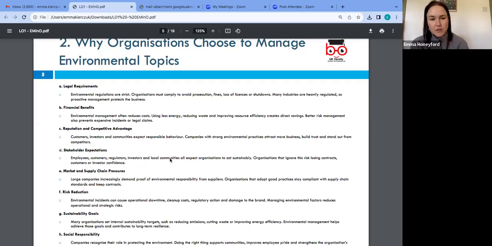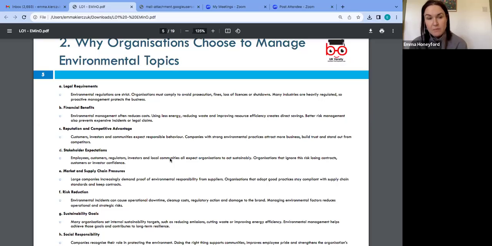So the next section is around risk reduction. Obviously, different organisations, some may have to deal with environmental incidents, and that can cause operational downtime. So it makes sense to apply a risk reduction approach to all organisations, because the cost of any kind of environmental accidents can really impact organisations operationally for a long time.